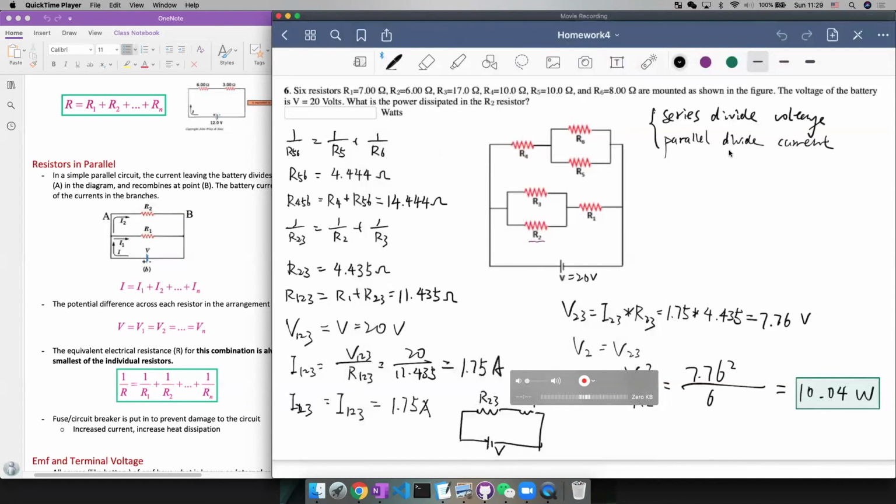And here, say the parallel divides the current. So even though the current path entering here and leaving here is the same as the current entering here and leaving here, the current entering here is different from the current entering here, because these two are in parallel. They divide the current.